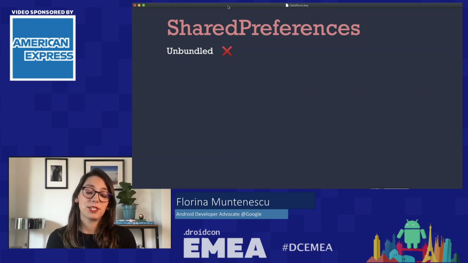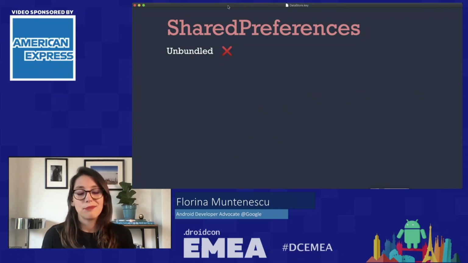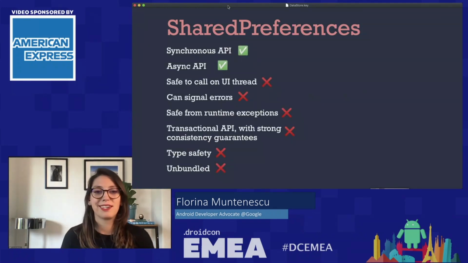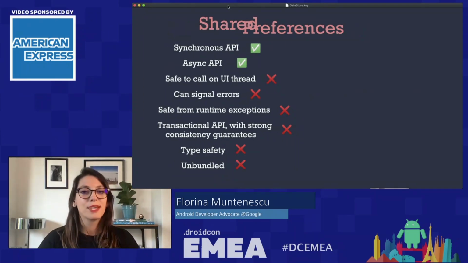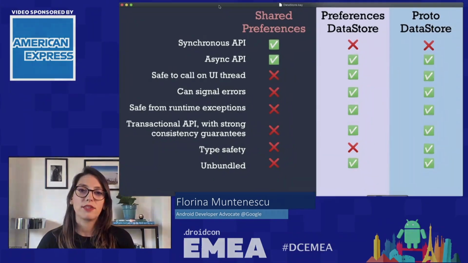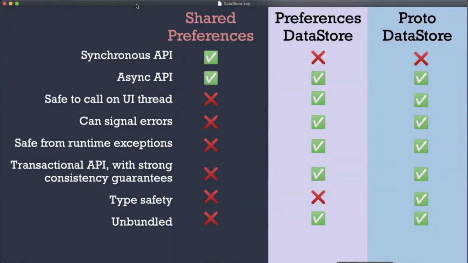And what if you want to fix all of these things? Well, that's really hard because SharedPreferences is bundled with the Android operating system. So even if we fix all of these issues of SharedPreferences in the platform, it will take a while until you'll be able to take advantage of these new APIs, and they won't be backwards compatible. To address most of the disadvantages of SharedPreferences, DataStore was created. While indeed DataStore doesn't have a synchronous API, most of the other issues are addressed, including type safety, which is addressed with Proto DataStore. So: async API, safe to call on the UI thread.